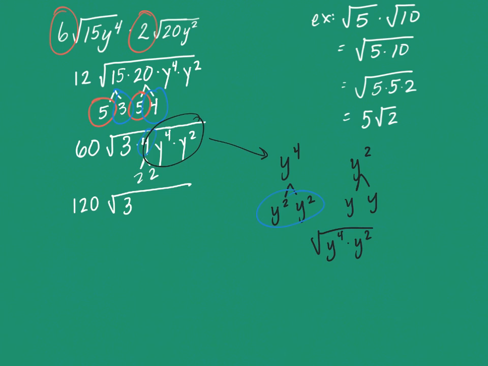I could pull out a y squared. And since there's a pair of y's here, I can pull out a y as well. So we get a y squared times y. There's nothing left in that square root, and that gives me a y cubed. So that's going to go out in front right here. So we end up getting 120 y cubed times the square root of 3. That should be your final answer.